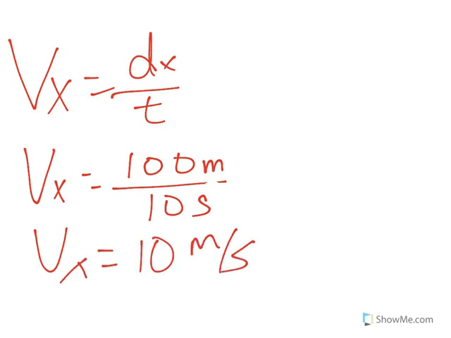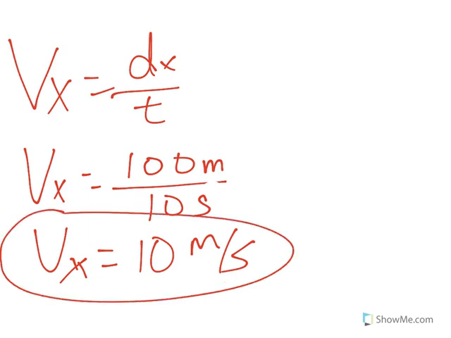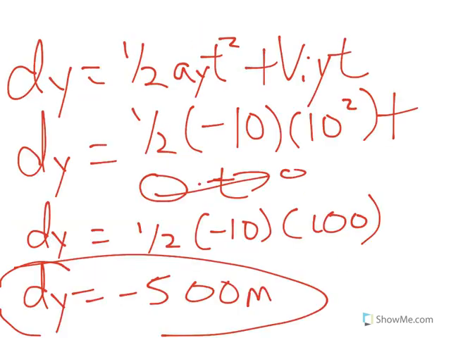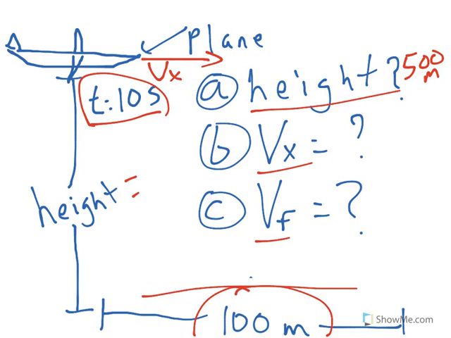Okay? Which is quite a slow plane, so probably not realistic. It probably would be more like thousands of meters if it was real life. Alright, so the velocity in the x, though, for our particular case was 10 meters per second. So if we go back to the start, Vx is equal to 10 meters per second.